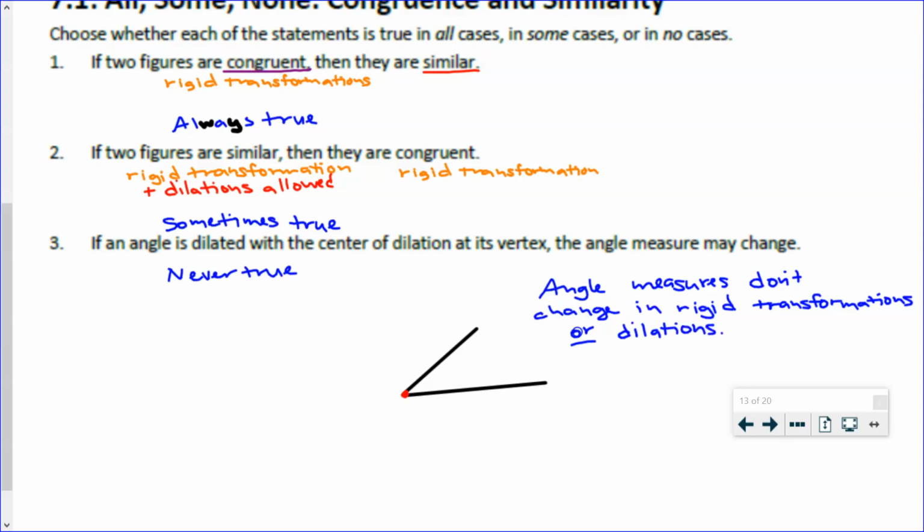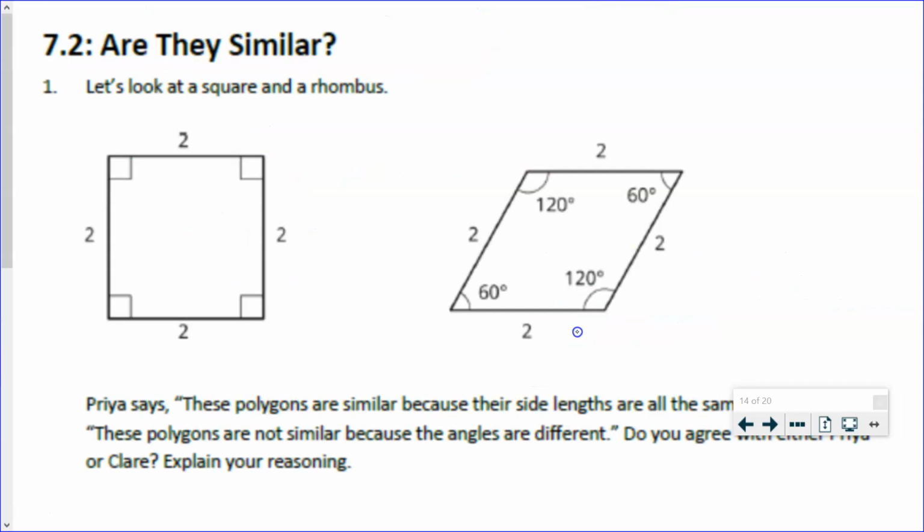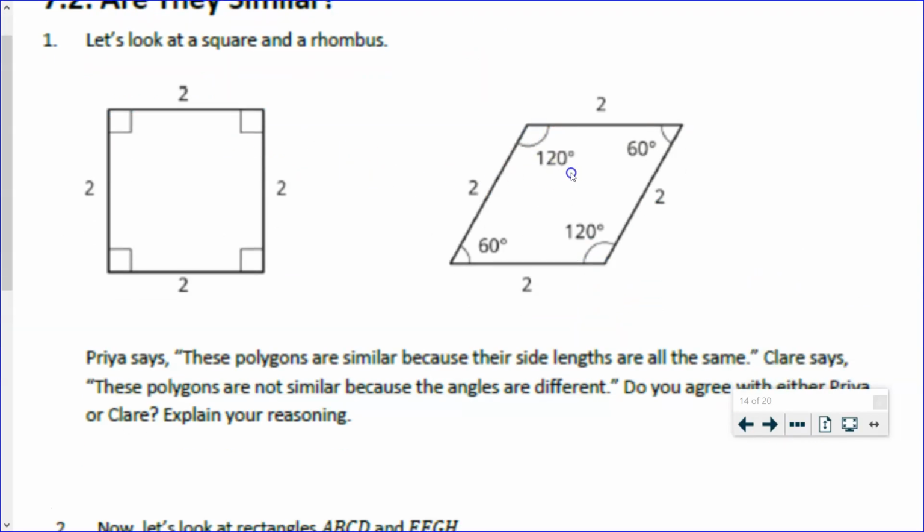And understanding that is really important as we move on to our next exercise. Here we have two figures. We have a square and we have a rhombus. I'm not even going to read the directions yet. I'm just going to show you that this square, what are the lengths of each side? 2, 2, 2, 2. What about the rhombus? What are the lengths of each side in the rhombus? Also 2s. What are the angles in this square? 90 degrees, because it's a square, so by definition 90, but they are also marked for us. And what are the angle measures here in the rhombus?